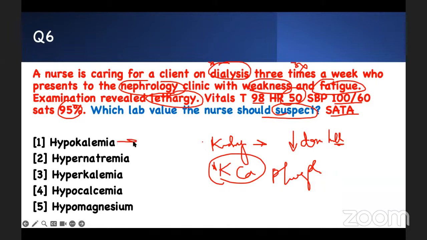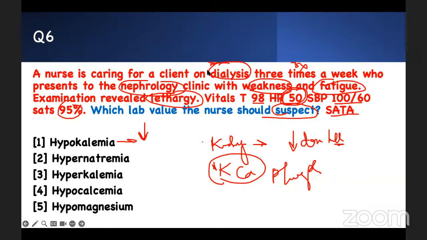Hypokalemia, right? When your potassium is low, what kind of signs and symptoms do you have? It will decrease your, you have what? Constipation, okay? Things start to slow down. But your heart becomes excitable. When you have low K, everything goes down, but your heart becomes excitable. You're not going to be hypokalemic and bradycardic at the same time, think about it.